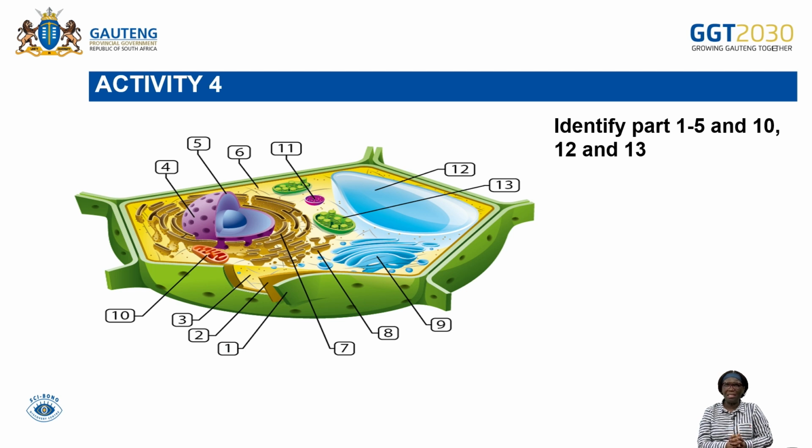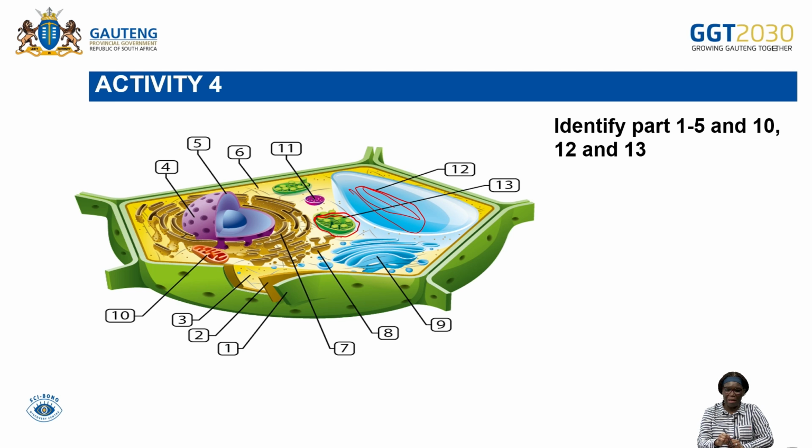Activity 4, the structure of the cell. What is part number 13? Look at number 13. Number 13 is pointing here. It's talking about this organelle. What is this organelle? Okay, let's move on to the next one. What do we call this organelle? Number 12.